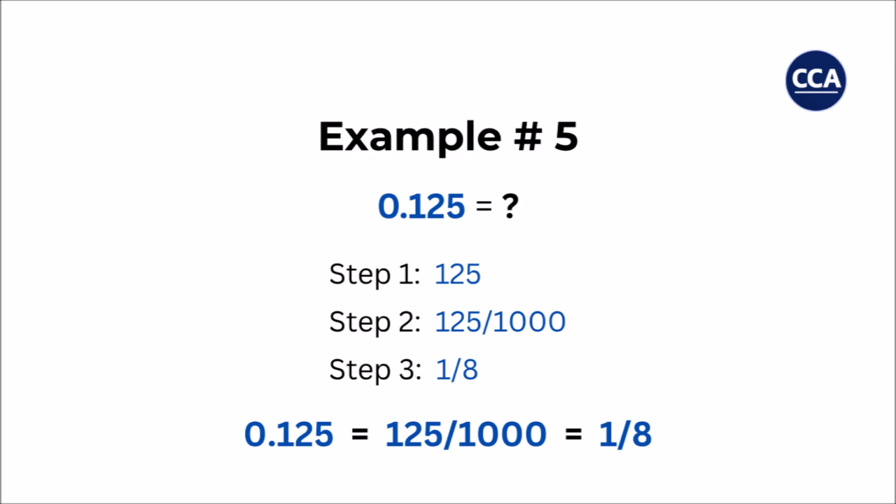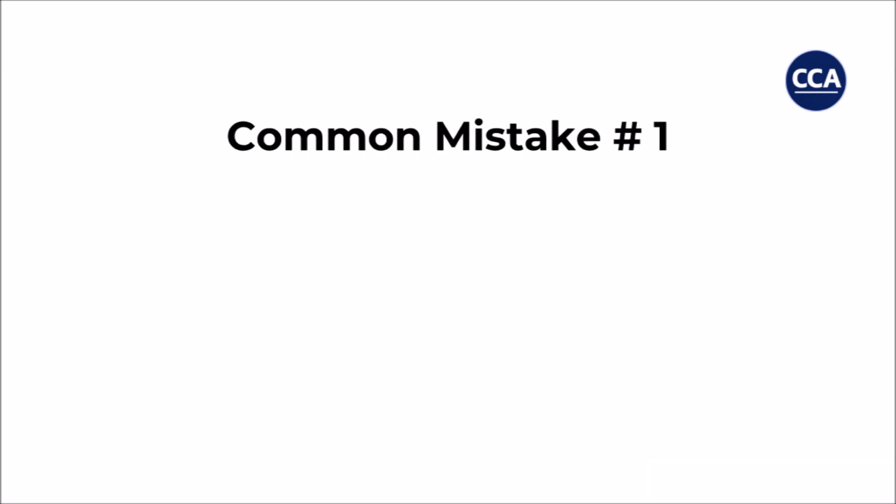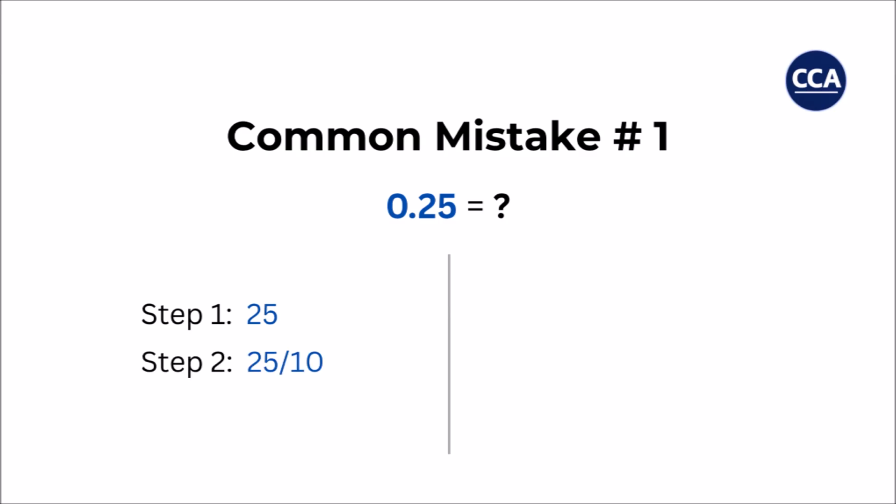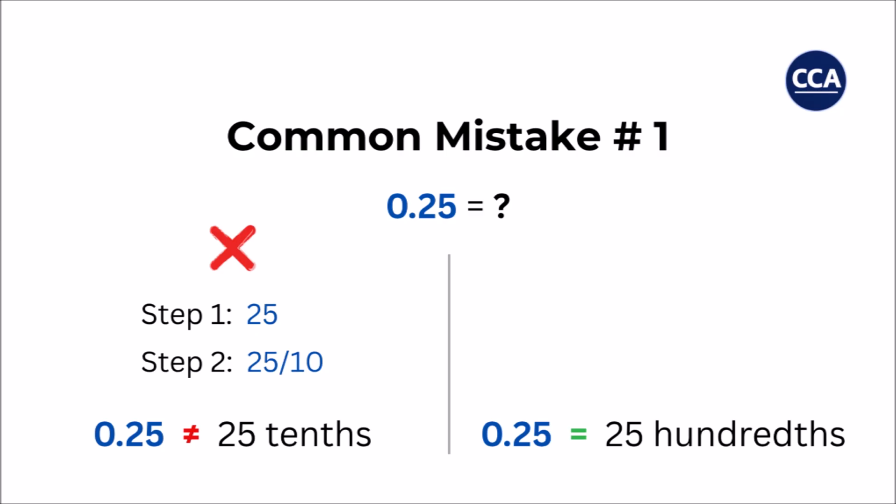This is a really nice example because it shows that even a decimal with 3 places can still become a very simple fraction. Now let's talk about very common mistakes. When some students see 0.25, they remove the decimal point and get 25, and then write 25 over 10. That is wrong. Why? Because 0.25 does not mean 25 tenths. It means 25 hundredths. And that changes everything. So please remember this. The denominator depends on the number of decimal places, not just the number you see. Don't skip this part, because this is a very common mistake.